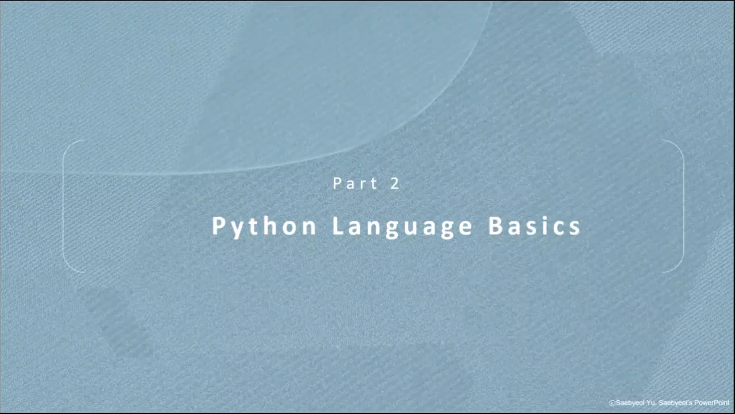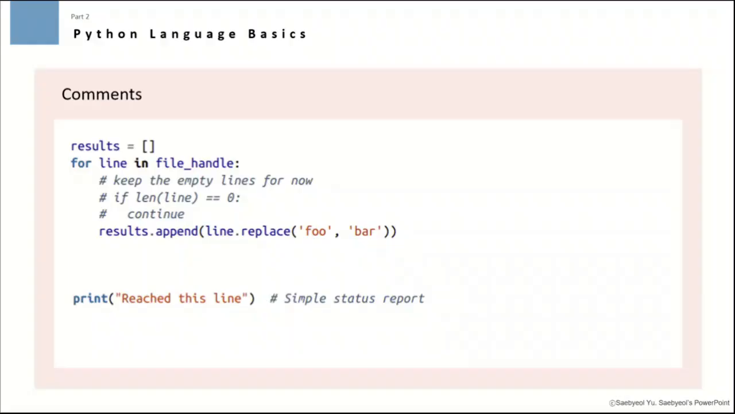Now let's get on to Python language basics. Any text preceded by the hash mark is ignored by the Python interpreter. This is often used to add comments to code.